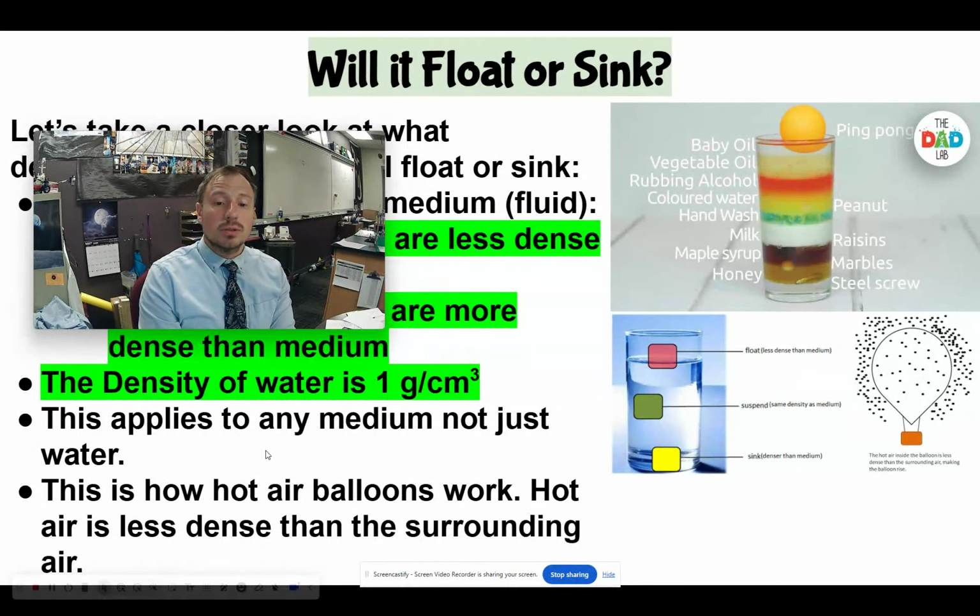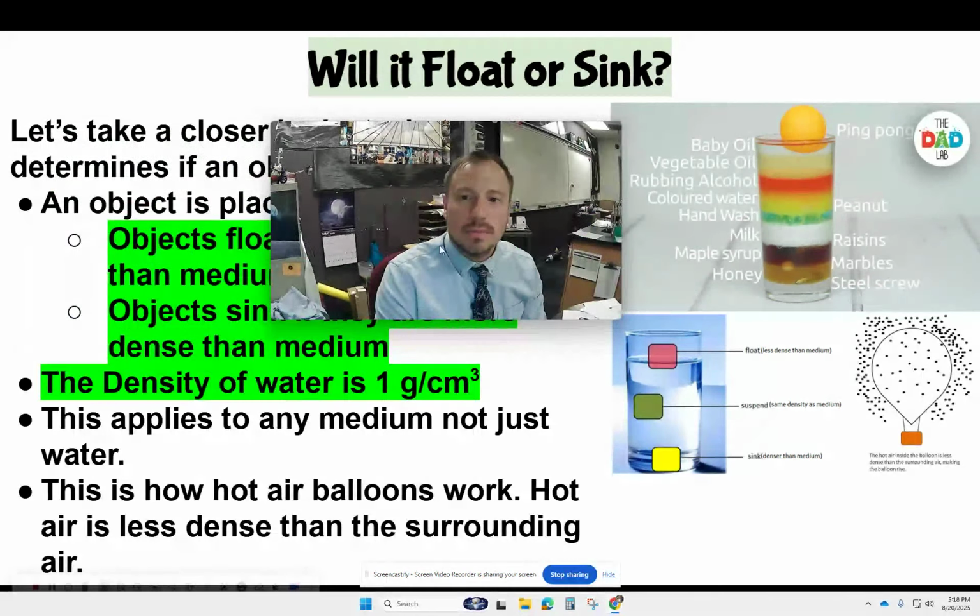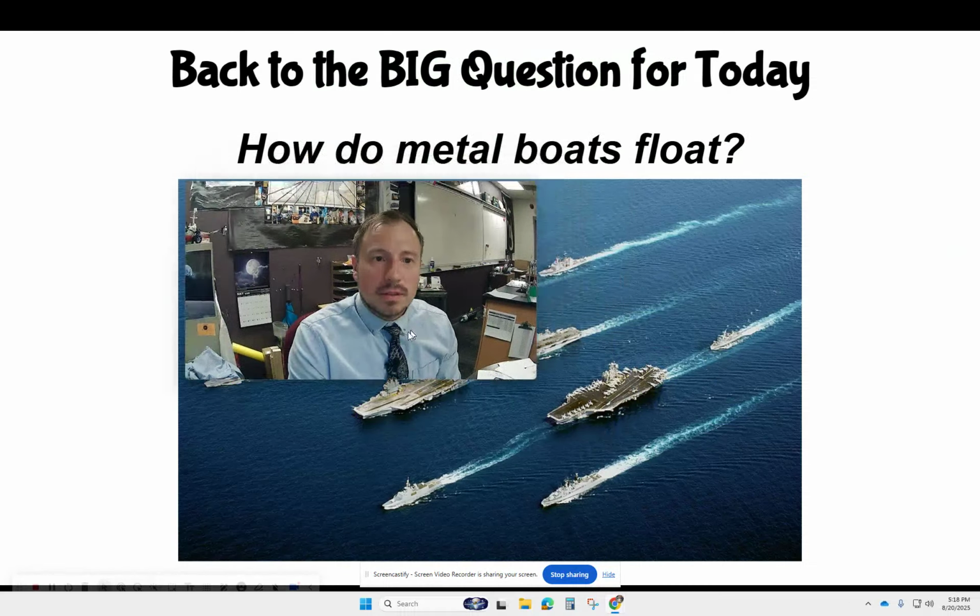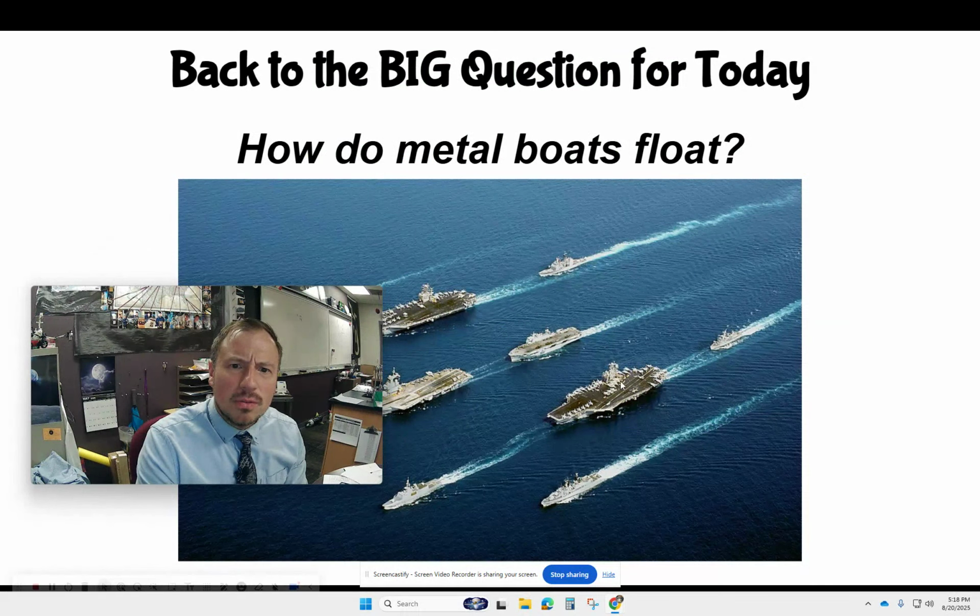And this applies to any water. This also applies to gases. This is how hot air balloons work. So hot air is less dense than the surrounding air, and it'll create that buoyant force that will lift. It's also why helium balloons float. Helium is less dense than the surrounding air. You let it go, well, it's going to float. So how do metal boats float then?